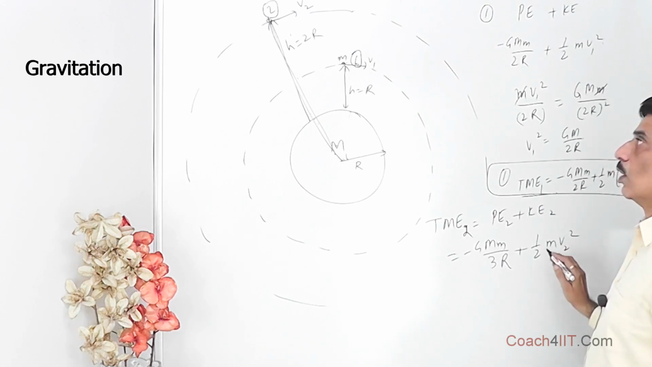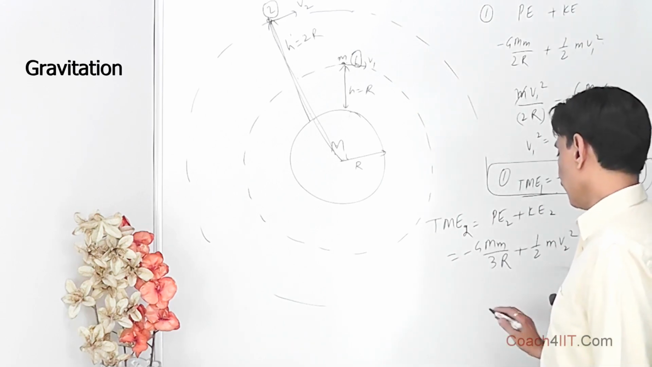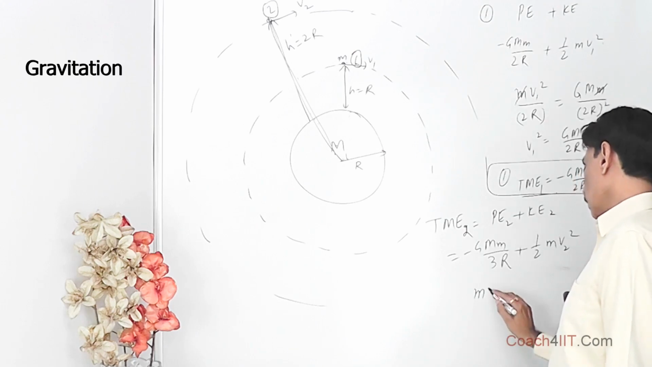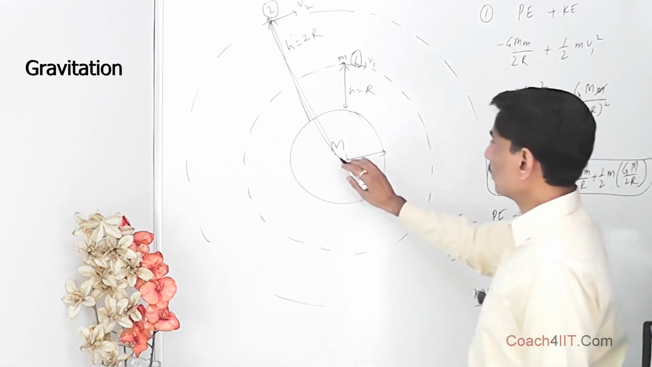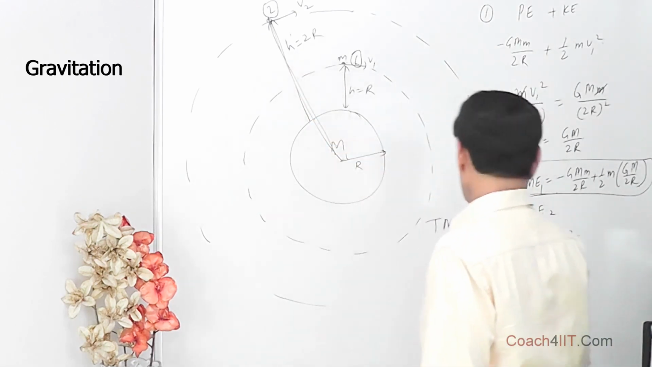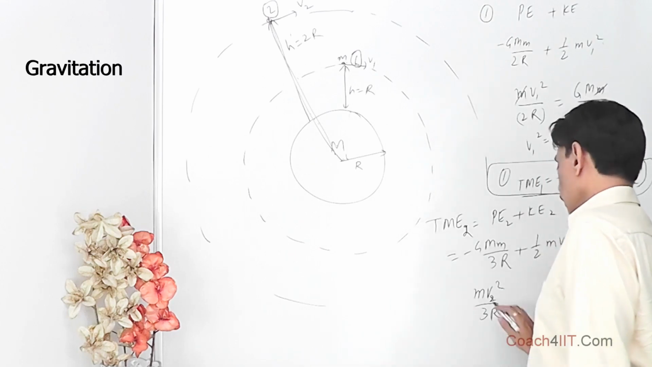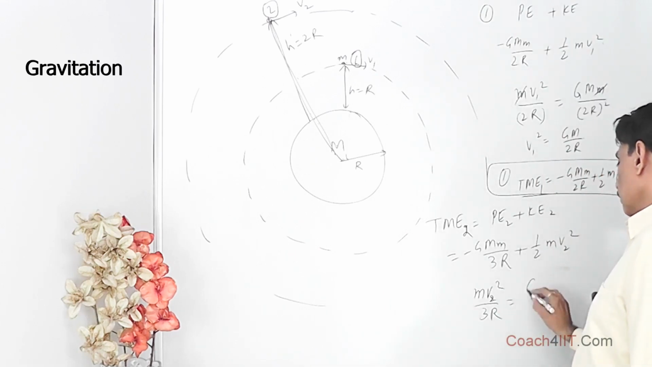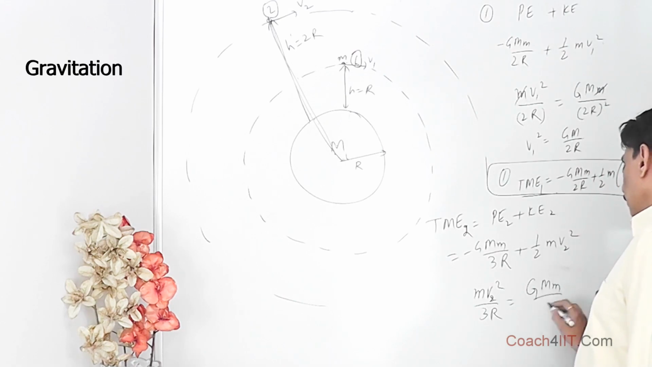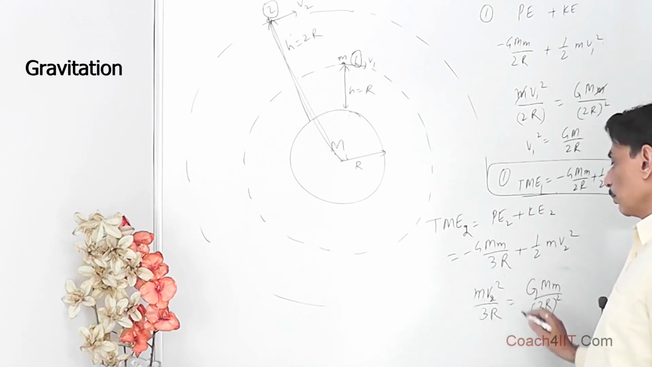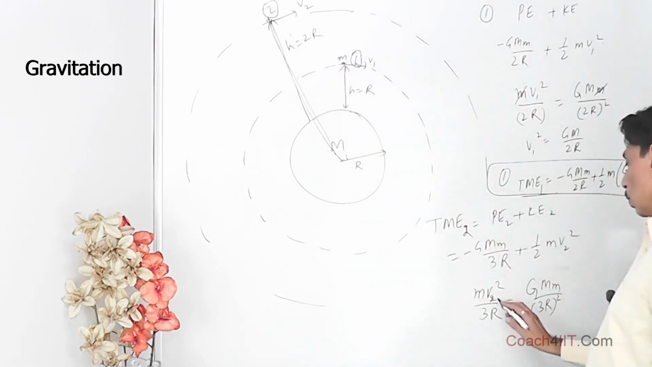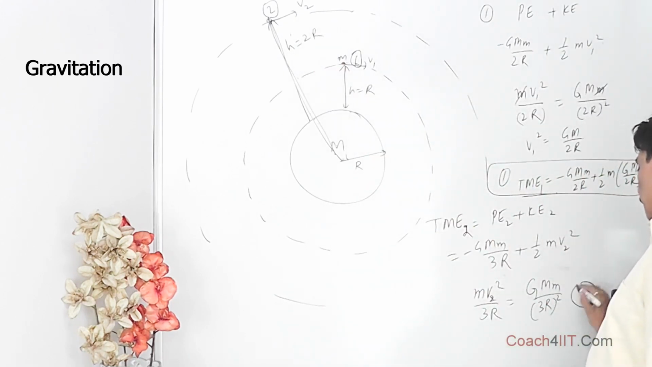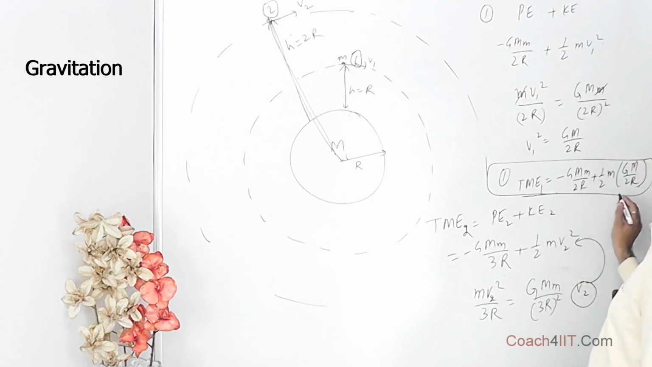Now v2 is once again the orbital velocity, and we can easily find it using the concept of circular motion, that is m v square upon r. In which circle is it moving? R plus 2R, that is 3R. So m v square upon 3R, the centripetal force, is going to be provided by GMm upon (3R) square, the force of gravitation between Earth and this satellite. So once again from here we can get the value of v2, and put it over here as we have done earlier.